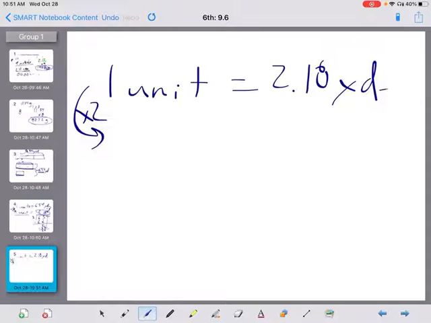But whatever I do to one side, I have to do to the other. You're going to hear me say that a lot over the years. Whatever you do to one side, you got to do to the other. So 1 unit times 2 is 2 units. That's what we're looking for. So we know this is our final answer.